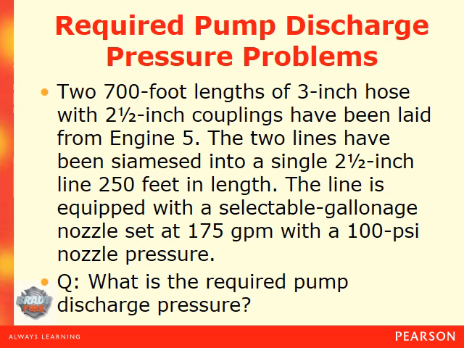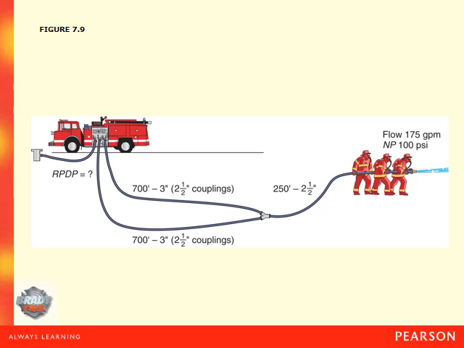So let's look at our problem. You have two 700-foot lengths of 3-inch hose with 2.5-inch couplings having been laid from engine 5. The two lines have been Siamesed into a single 2.5-inch line that is 250 feet in length. The line is equipped with a selectable gallonage nozzle set at 175 GPM with a minimum of 100 psi nozzle pressure. So what is the required pressure? So our problem is going to look something like this.